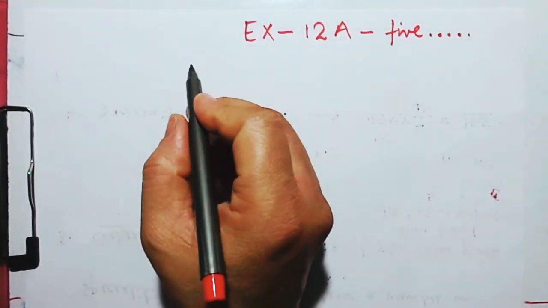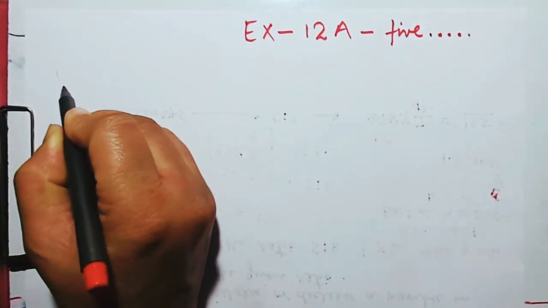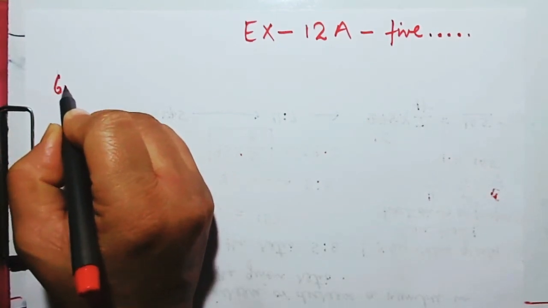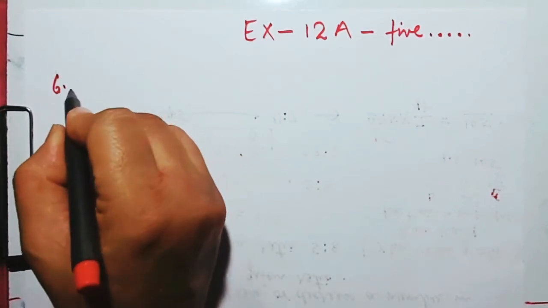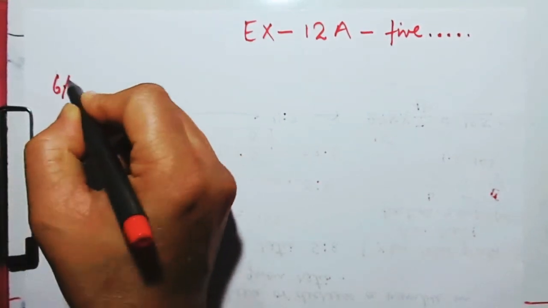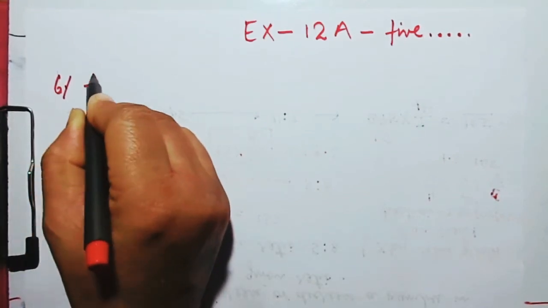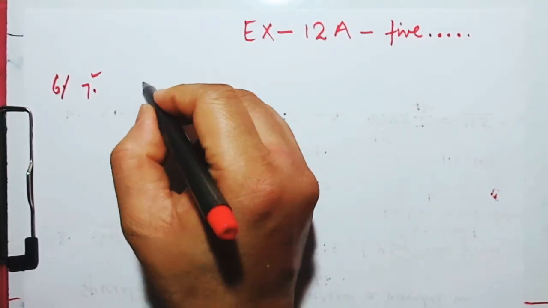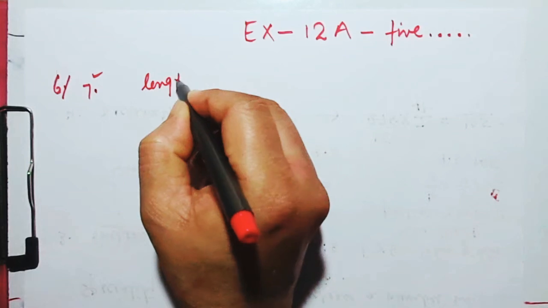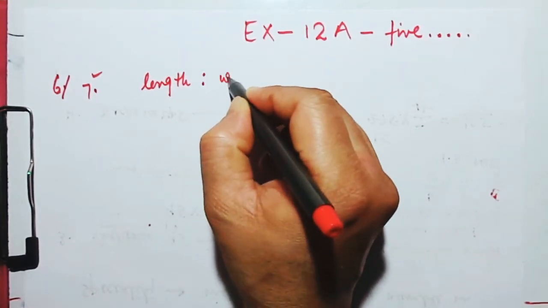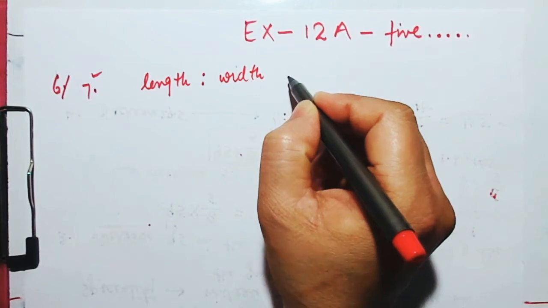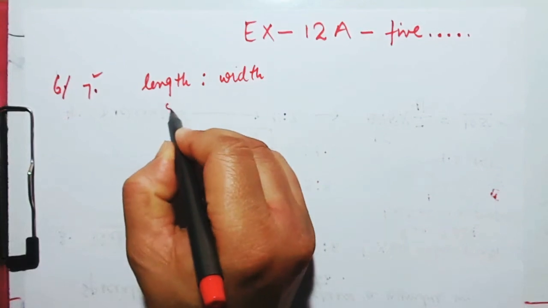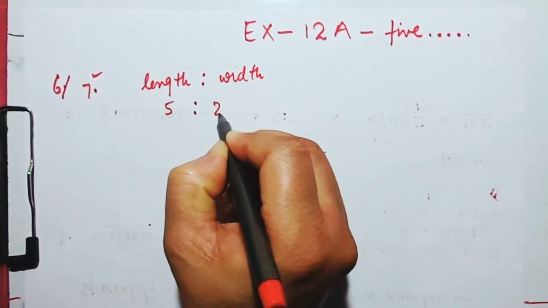When two ratios are given, for example, let us do number 7, since 6 had already been done. The ratio of length to width of a school ground is given as 5:2.